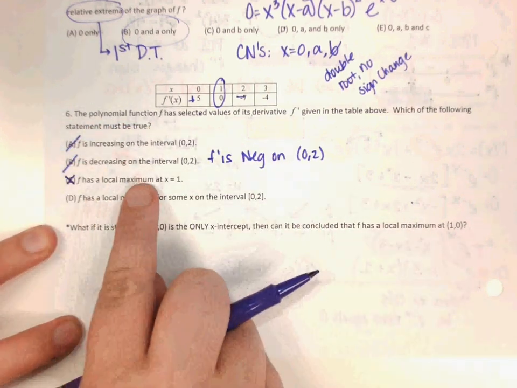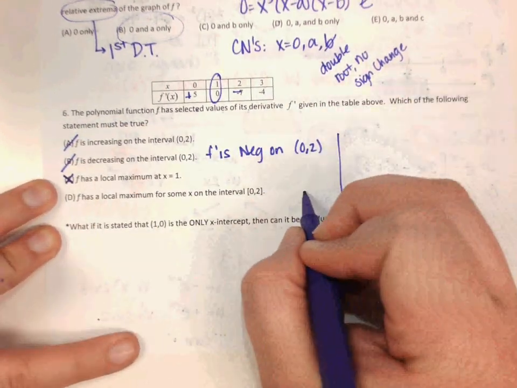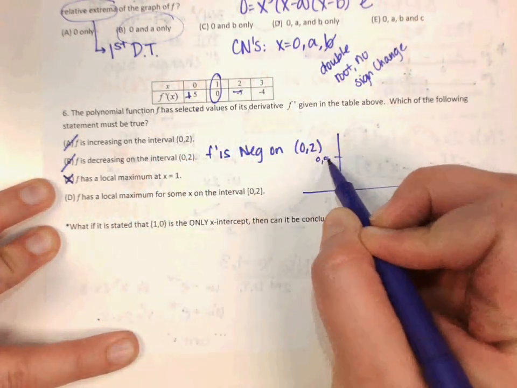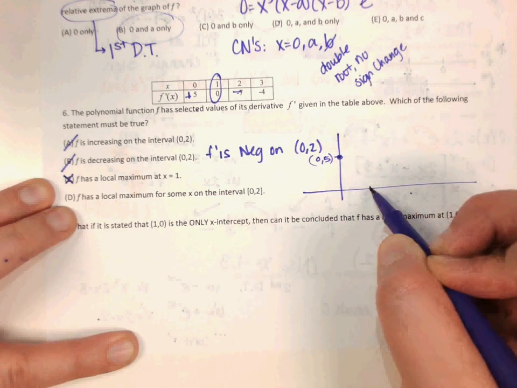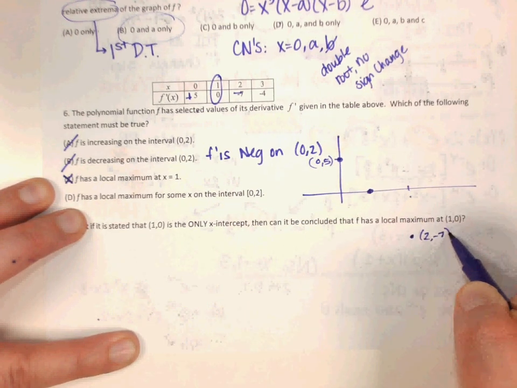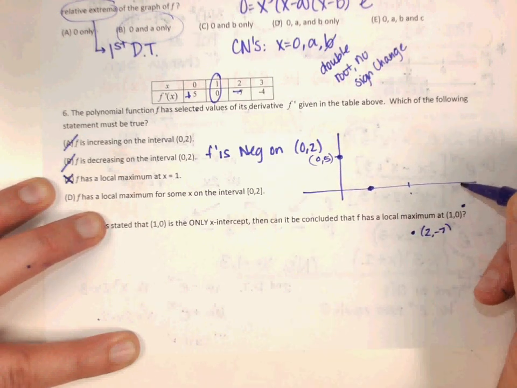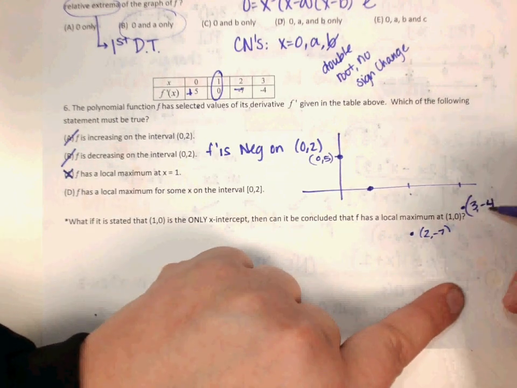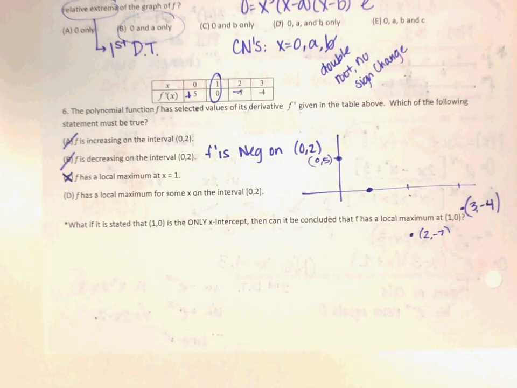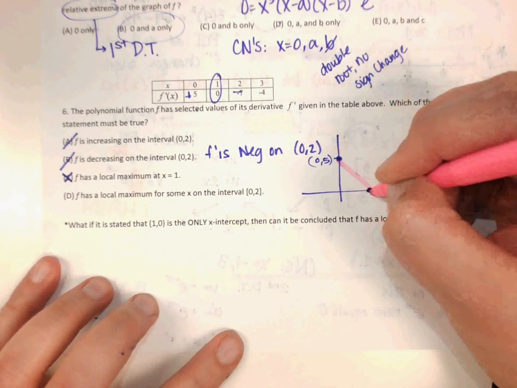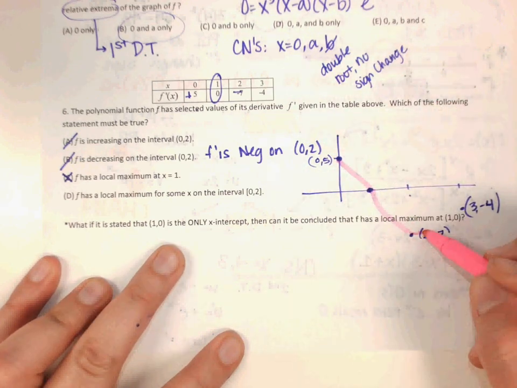Okay, a local maximum at 1 means that my graph, (0, 5) is a point. Let's say (0, 5) is here. (1, 0) is here. (2, -7), we'll say, is down here. And then (3, -4), nobody cares, but we'll put it over here. Can't draw. Okay, could my graph go like this? I'm going to do it in pink. Could it go from 5 to 0 to negative 7 and then back up?